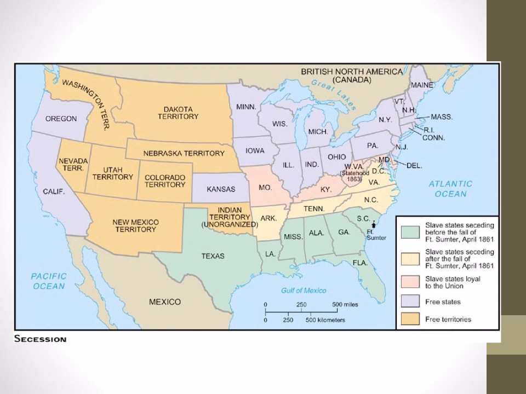If you look at this map here, you can see when specific states seceded, whether it's before the first incident of the Civil War or whether it was after it.